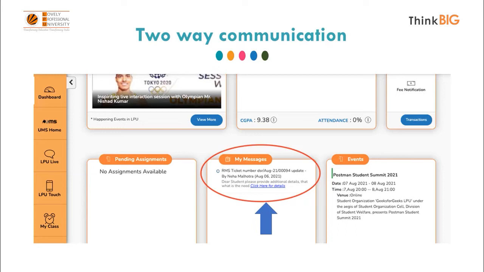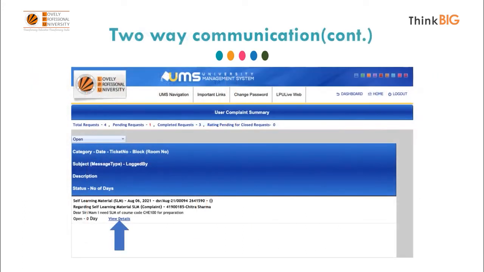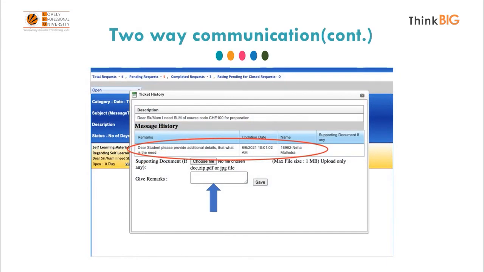As it can be seen on the screen that in case the dealing official needs any additional inputs for your request, the same will be reflected in the UMS My Messages on your UMS dashboard. Now, what exactly the dealing official wants to ask from you? To know that in detail, click here for details. As soon as you click here, you are able to view that interface where you have to check what that dealing official is actually asking.